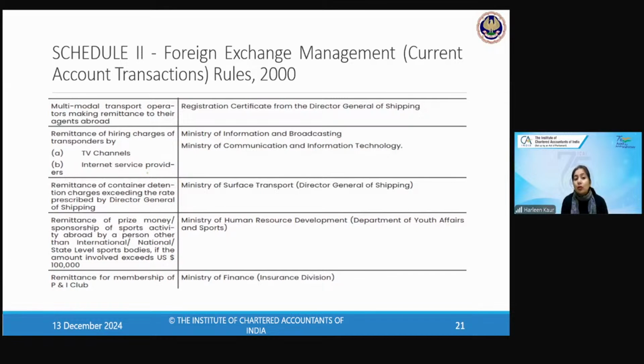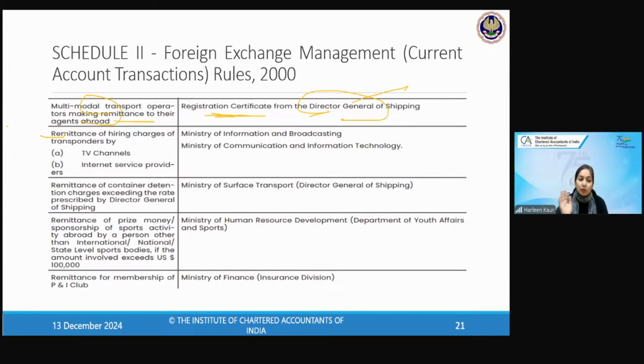And again, multimodal transport operators making remittance to their agents abroad. Sometimes there are multimodal transport agents who are getting the business for India. Now, if they're making their payments to these agents, they have kept their agents abroad. Then again, they need the approval from the Director General of Shipping. A registration certificate is required. They need to show the registration certificate that they have received from the Director General of Shipping that yes, these are the transport operators.